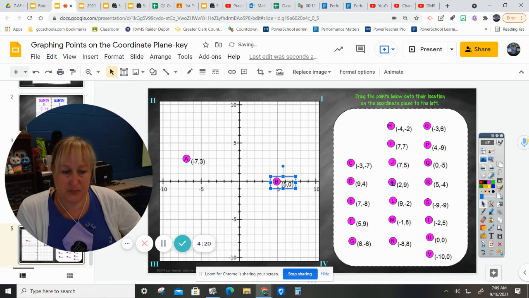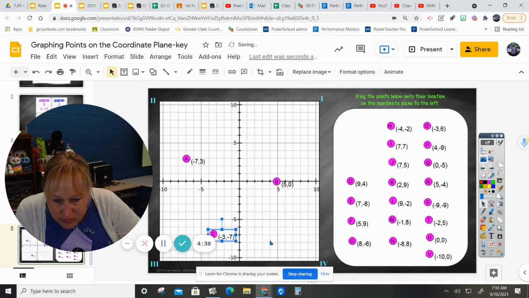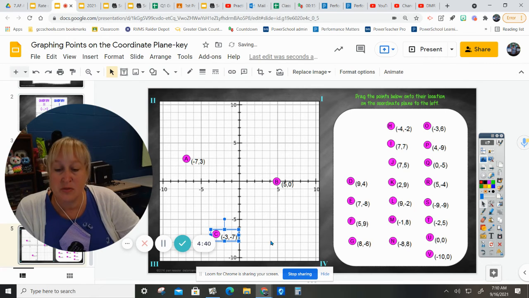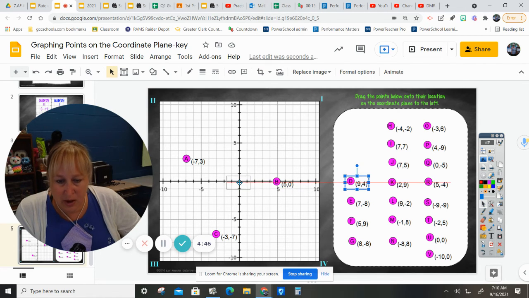right about there. C, negative 3, 7. So I'm going to travel backwards, negative 3, down negative 7. And I'm watching my line to make sure. I think that is up. Nope, that didn't end up right. So let's use my arrow to get it where it's supposed to be. There you go. 9, 4. Those are both positive. So I will go over 9, up 4.